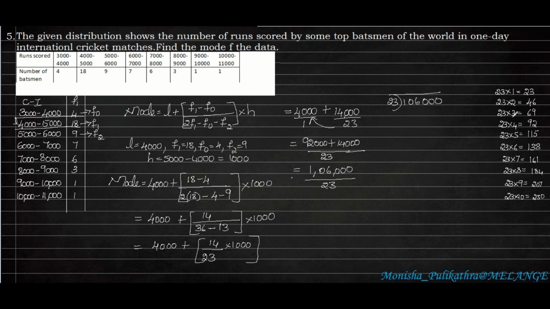So here 23 5s are 115, which is greater than 106. So I'll be taking 23 4s are 92. The remaining will be 14, which is not divisible, so I'll be taking 10 here, 140. The number which is lesser than 140 is 138. So 23 6s are 138. So 140 minus 138 is 2.